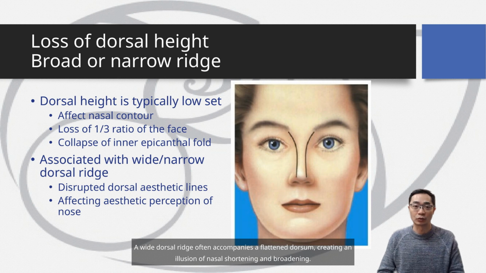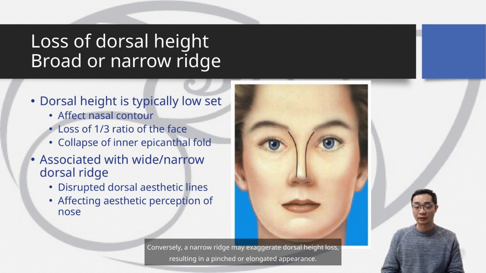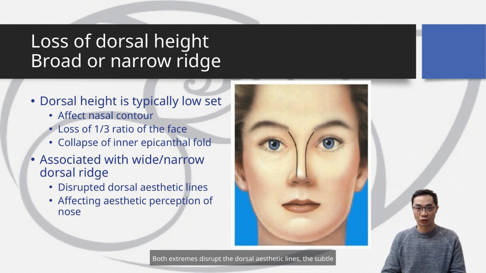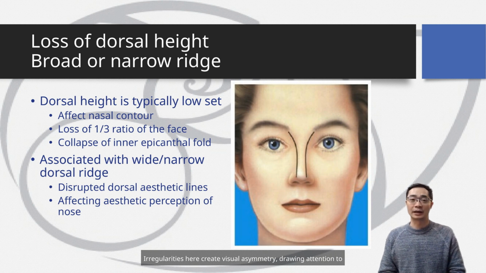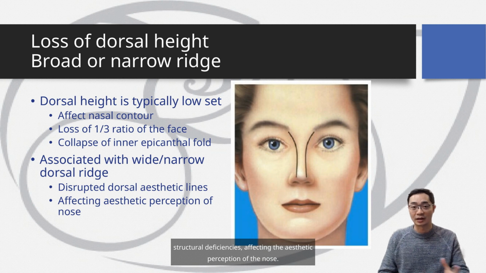A wide dorsal ridge often accompanies a flattened dorsum, creating an illusion of nasal shortening and broadening. Conversely, a narrow ridge may exaggerate dorsal height loss, resulting in a pinched or elongated appearance. Both extremes disrupt the dorsal aesthetic lines, the subtle convergent lines that should extend smoothly from the brow to the nasal tip. Irregularities here create visual asymmetry, drawing attention to structural deficiencies affecting the aesthetic perception of the nose.